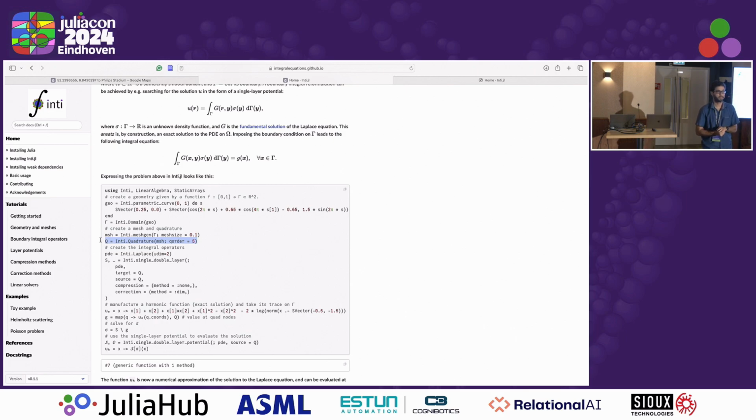What is the name of the thing that you said? It's a convolution quadrature, CQM, so convolution quadrature method. It's, I think, one of the most popular ones, actually.